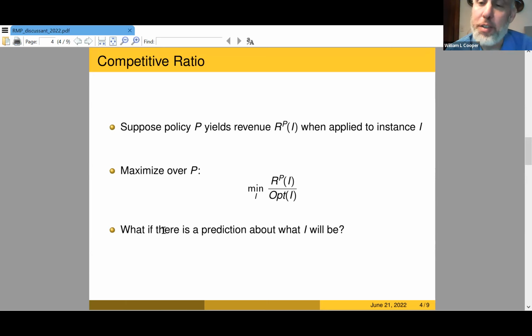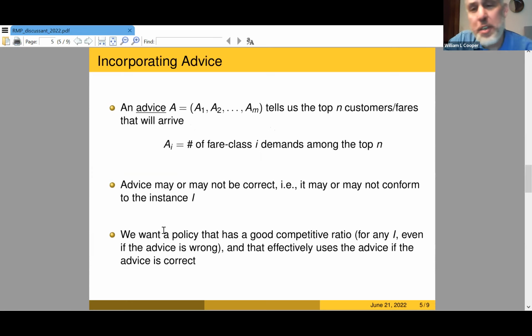And so the novel aspect of this work, the work that was just presented, is to ask the question, well, what if there's a prediction about what the instance is? Okay, so up until now, we're just assuming it could be any instance, and you don't know anything about what it might be. So what if there's a prediction for what the instance will be? And you could think of a prediction as in some sense like a forecast to some extent, I guess.